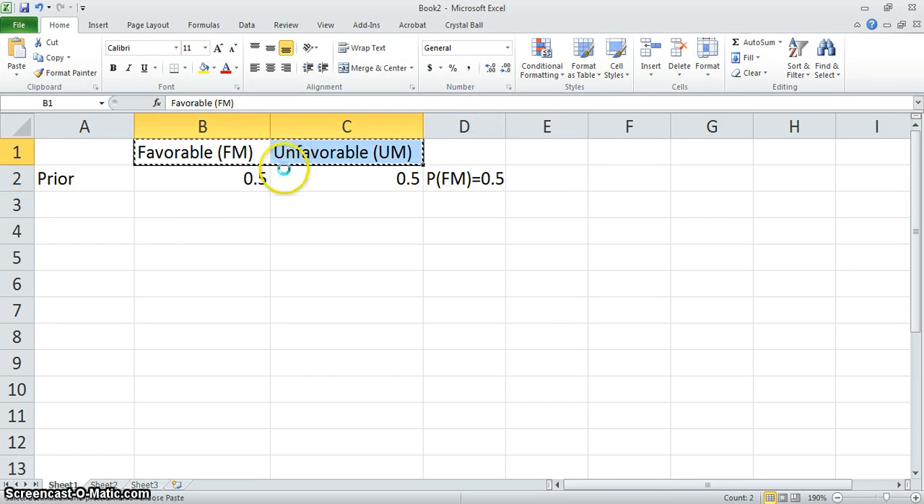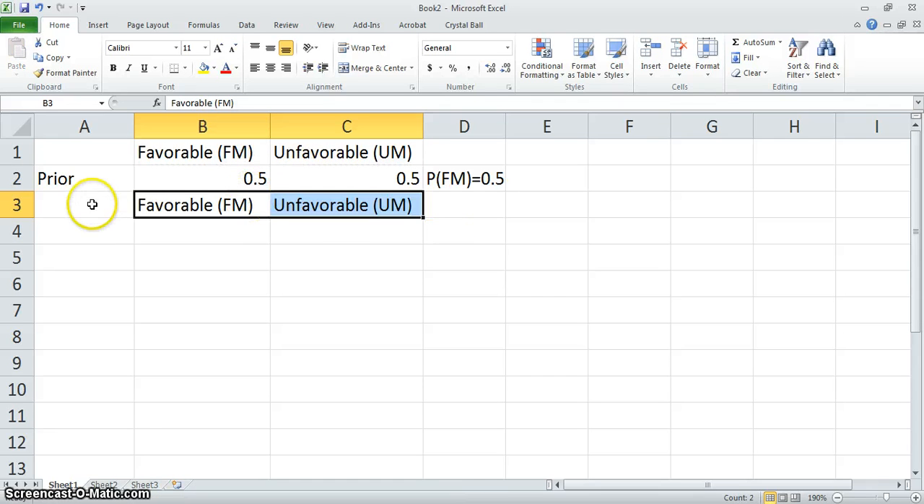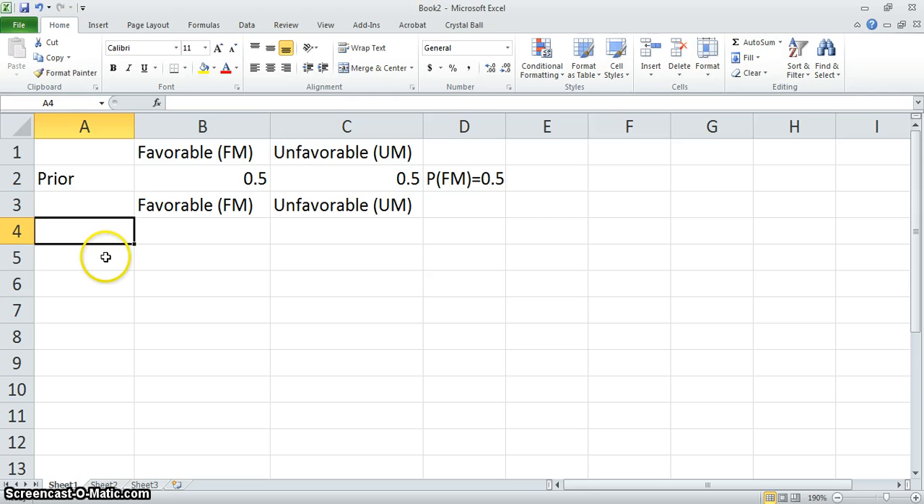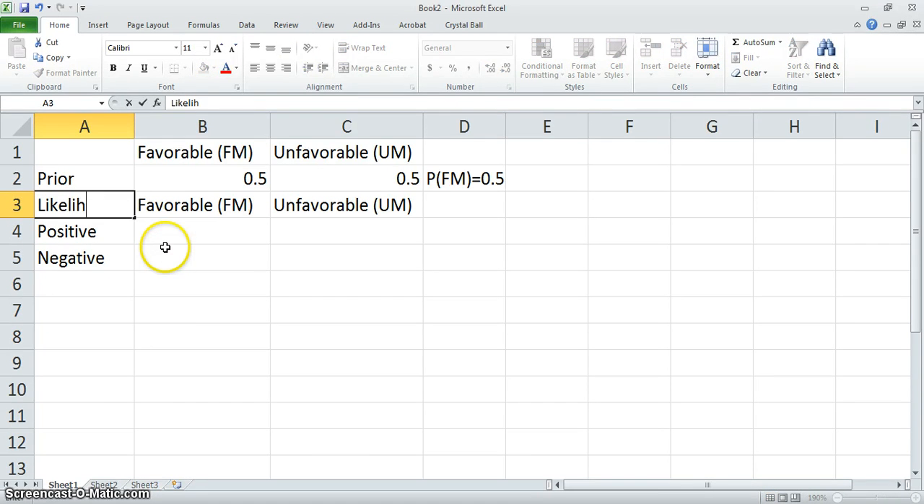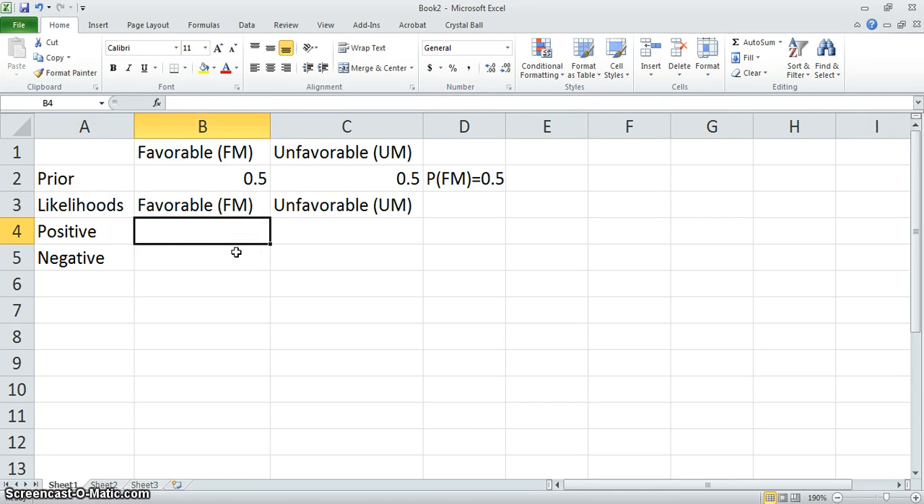I'm just going to repeat these labels here. And then down below, I'm going to enter rows for the positive survey results and negative survey results. In these four cells, we will input the probabilities given that are what we call likelihood probabilities for test results given the state of the market. So the term I will use is likelihoods.